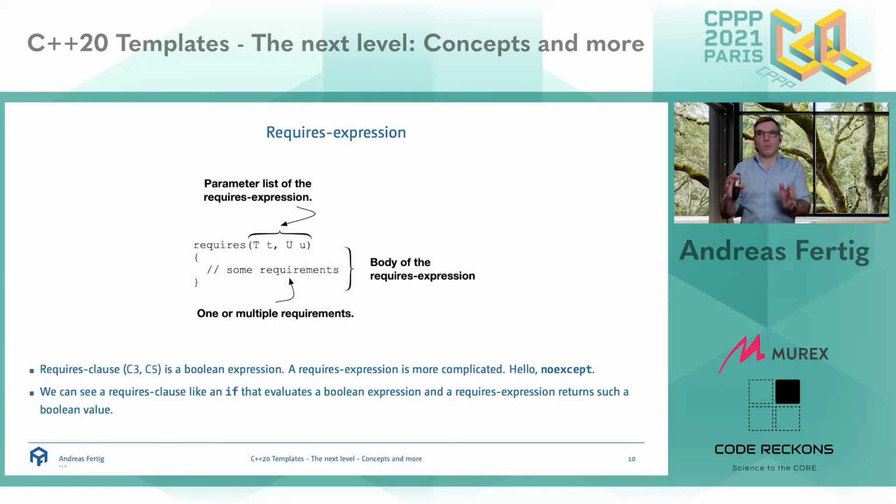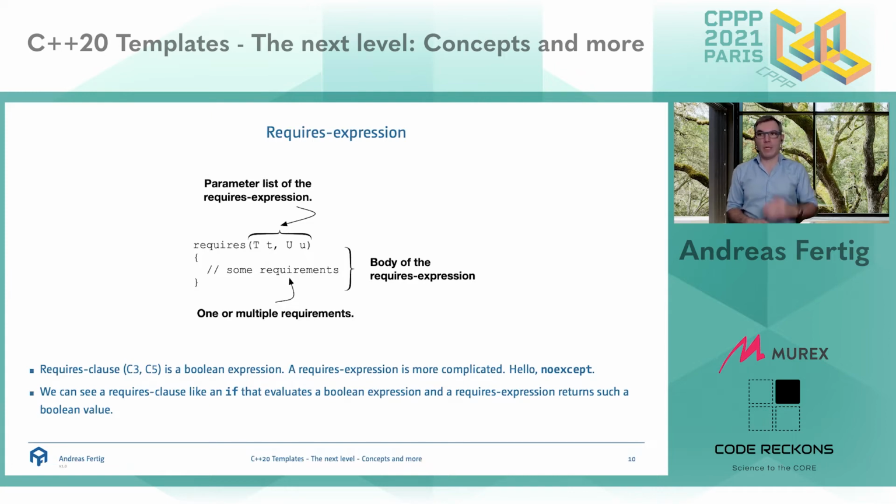But first, we're now looking at the requires expression. Previously, I showed you the requires clause and the trailing requires clause. And we can say that the requires clause on the previous slides, C3 and C5, is a Boolean expression. The requires clause can be seen as an if that evaluates the Boolean expression, and the requires expression returns such a Boolean value. So here we are looking at the value provider, and in the requires clause, we have something that checks this requirement for true and false.